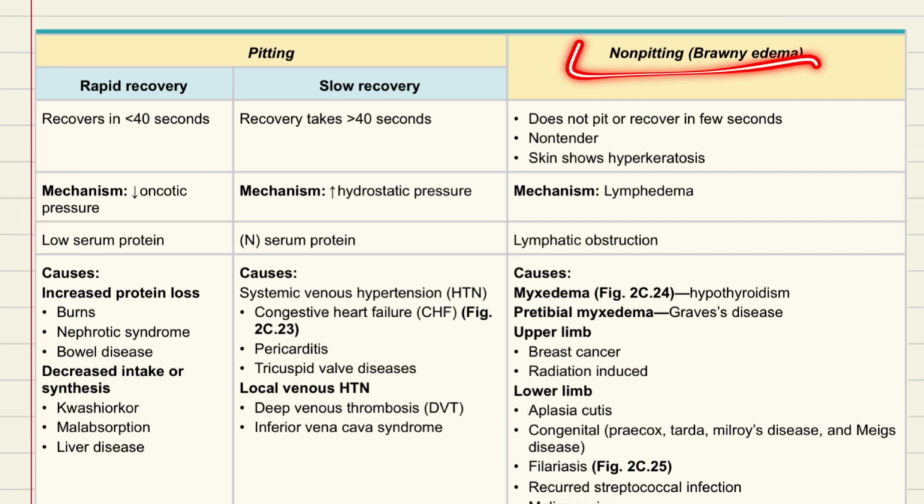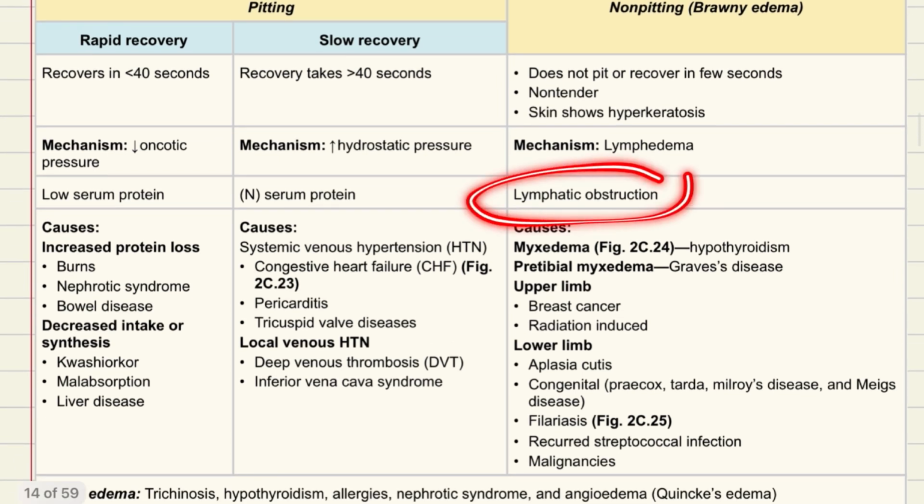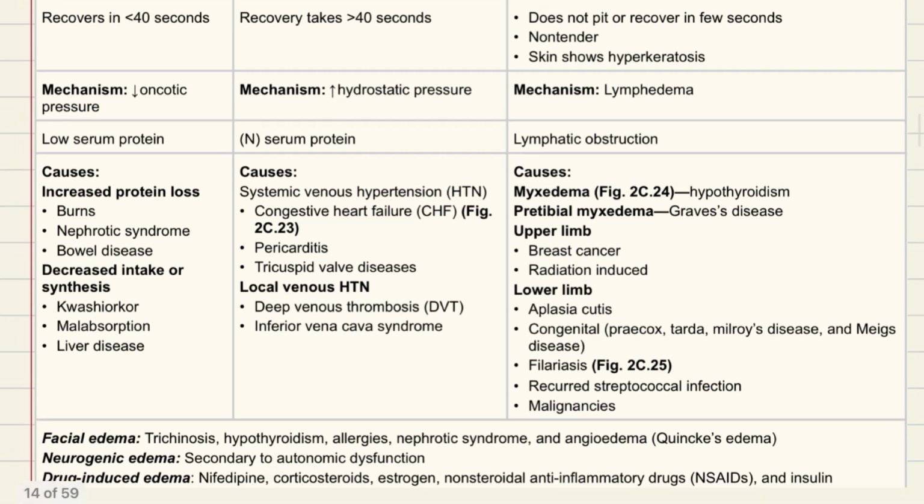Now coming to the non-pitting edema, which does not pit or recover in a few seconds, it is non-tender. Skin shows hyperkeratosis. What is the mechanism? The mechanism is lymphedema, that is the edema of the lymph vessels. The cause is lymphatic obstruction causing the lymphedema. Now we have some causes. First cause is myxedema, which is seen in hypothyroidism. Then we have pretibial myxedema, which is seen in Graves disease, due to the deposition of GAGs, that is glycosaminoglycans.